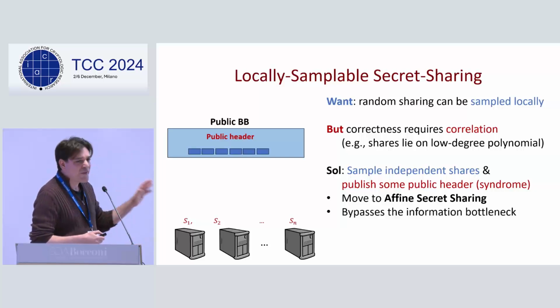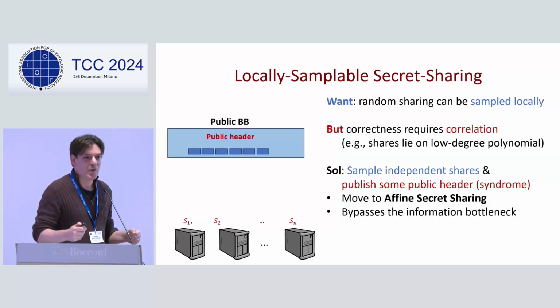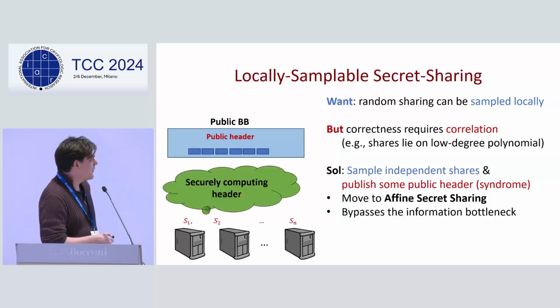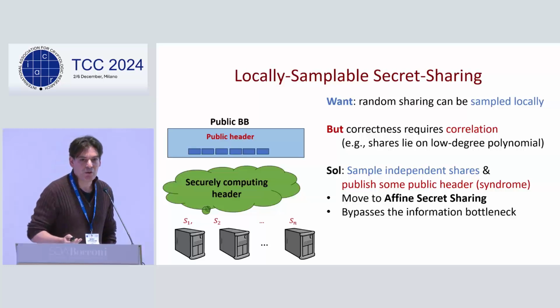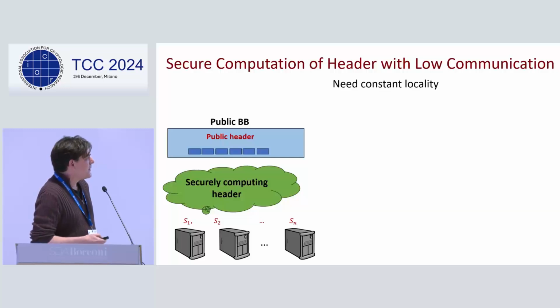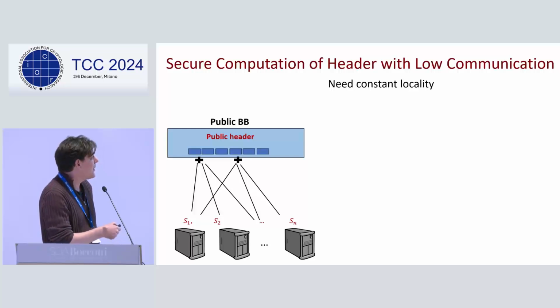And this step alone already allows us to bypass, in principle, this information bottleneck. Of course, we are not done, because we need a secure computation protocol to compute this public header, and we want to do it in a communication-efficient way. For this, it will be very convenient to have a local mapping between these shares and this output. By local, I mean that each entry here depends on a constant number of inputs here, and each input here affects a constant number of elements in the header.